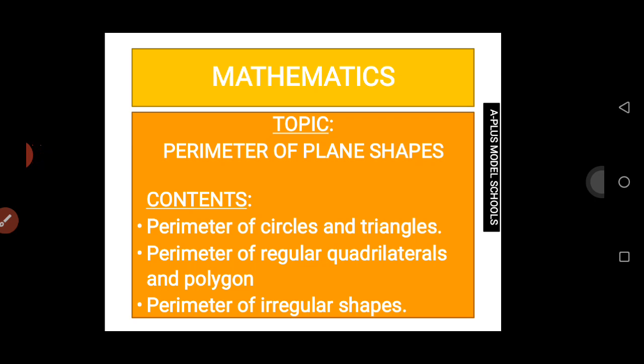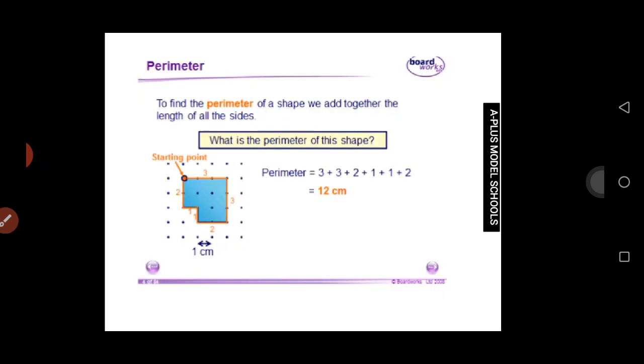What is the meaning of perimeter? If you want to get the perimeter of a shape, you add all the values of the lengths of that shape together. So when you are talking about perimeter, it means the sum of the lengths of a particular shape, when you add all the lengths of that shape together.